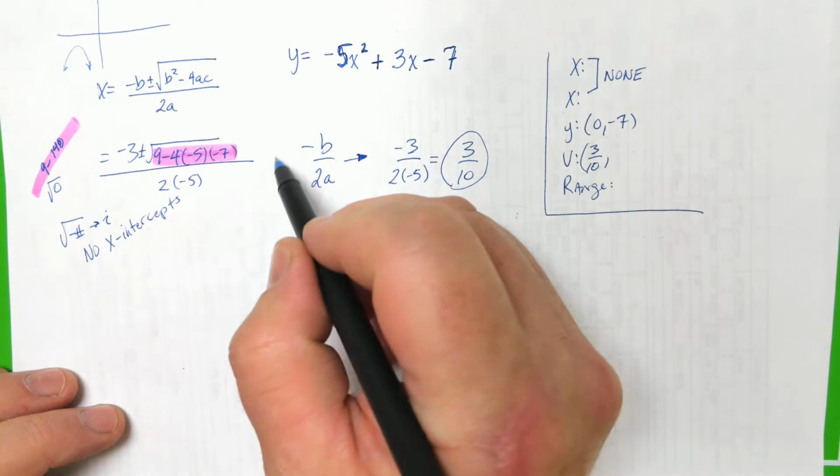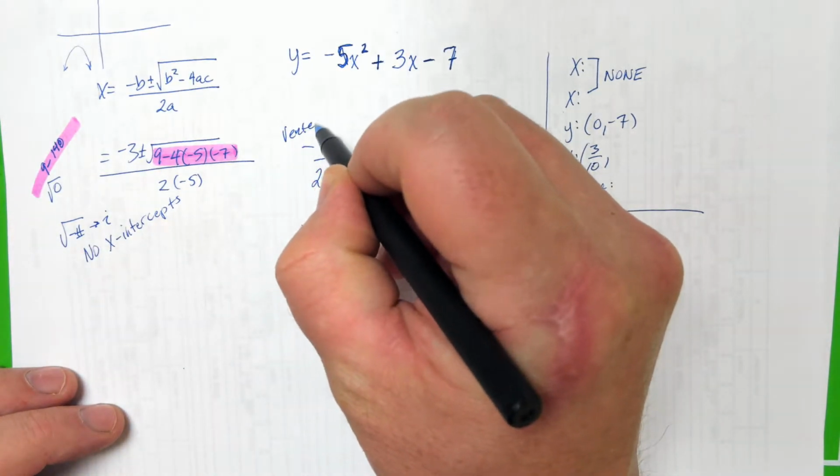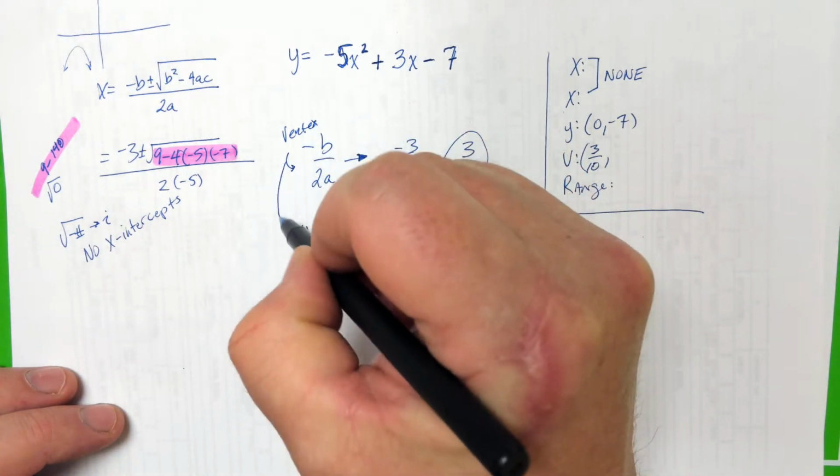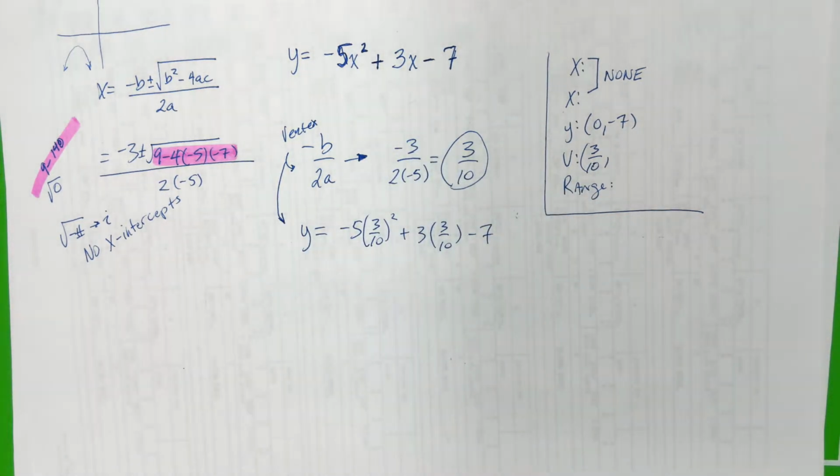Because all of this is the vertex, right? All of that, and then all of that. That's what we're doing, finding the vertex. Okay.